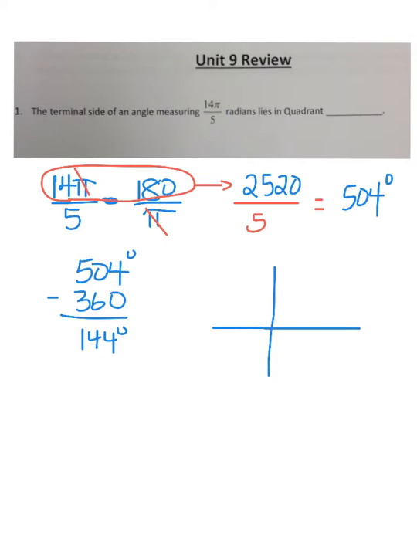So if we look at the unit circle, we should know that from here to here is 90. And then I want to go to 144, which is going to be in here somewhere. So we can see that this is going to be 144 degrees, and I can see that I'm in quadrant 2. So the answer is quadrant 2.